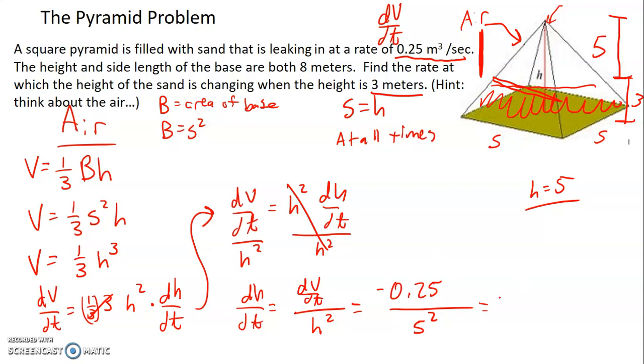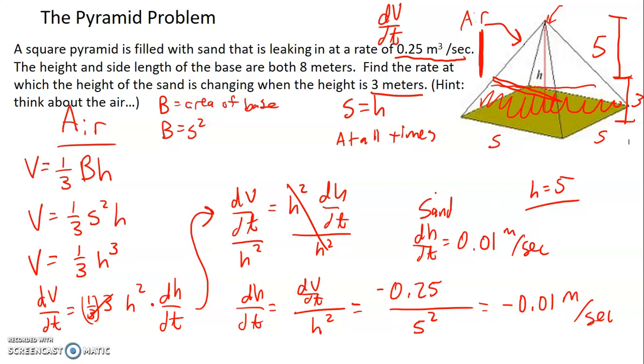Technically, you can just leave it like this, but let's go ahead and simplify it. So negative 0.01. Now we're talking about height with respect to time, so this would be meters per second. Now again, this was for the air. The sand is rising, and the height of the air is shrinking, which is why it was negative. But for the sand, dH/dt would be the same value, just positive. So the rate of change of the sand would be 0.01 meters per second when the height of the sand is 3 meters. Hope this was helpful.